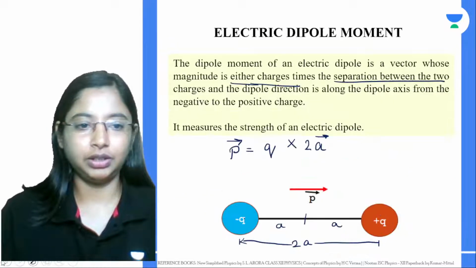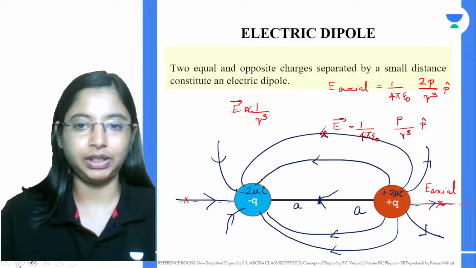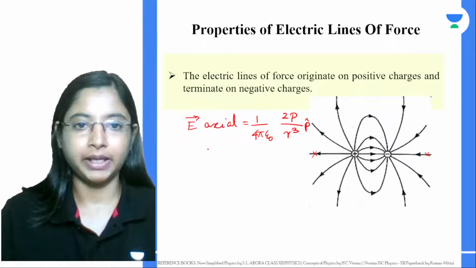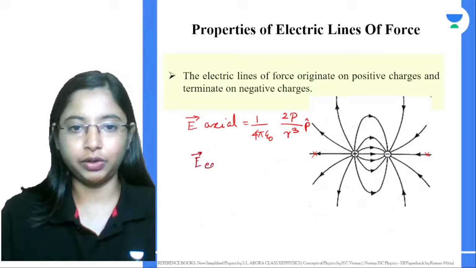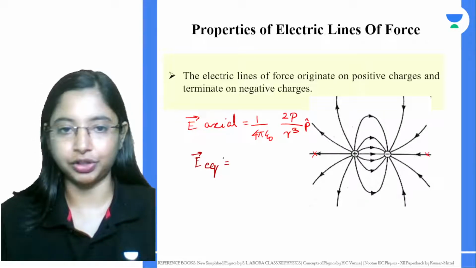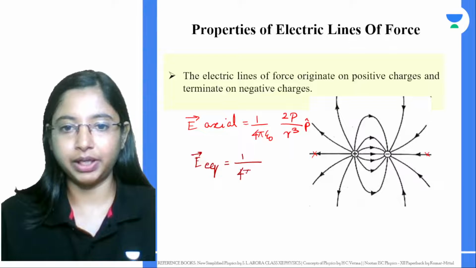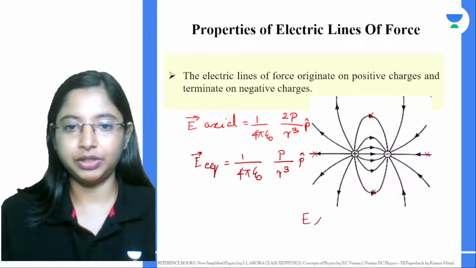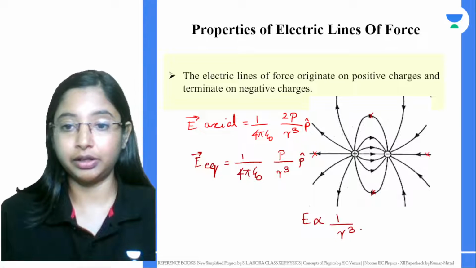Okay, so here you get the field on the perpendicular, which is basically the equatorial plane, or broadside-on position. You're getting 1 by 4 pi epsilon naught, P divided by R cube, into the P vector. In both cases, you can see E is proportional to 1 by R cube.